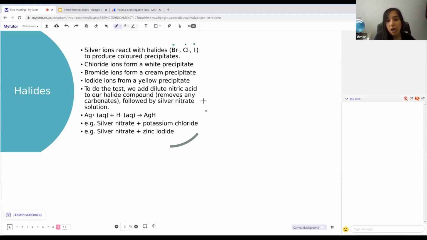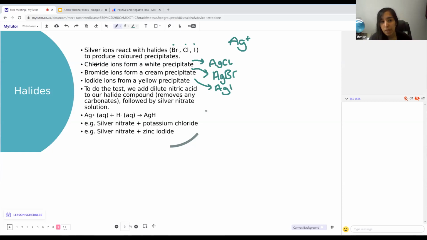So in chloride ions, it's silver chloride. Silver forms an Ag+ charge, and chlorine, bromine, and iodine all form a negative charge because they're in group 7, so they gain 1 electron. Silver chloride is AgCl. The cream precipitate of bromine is AgBr, silver bromide, and the iodide one is AgI. So they're the three precipitates, and we get them because silver ions are reacting with the halogens.